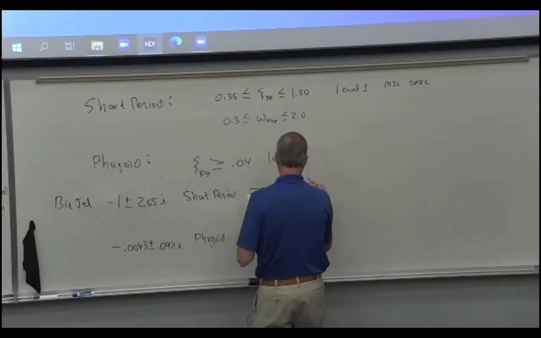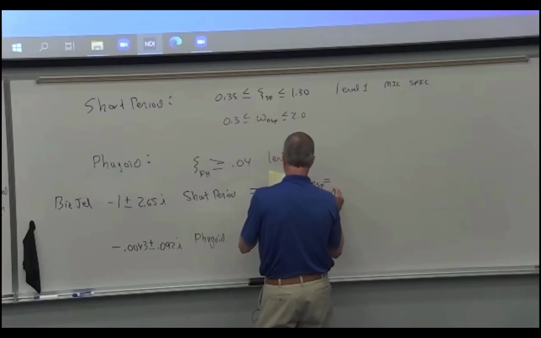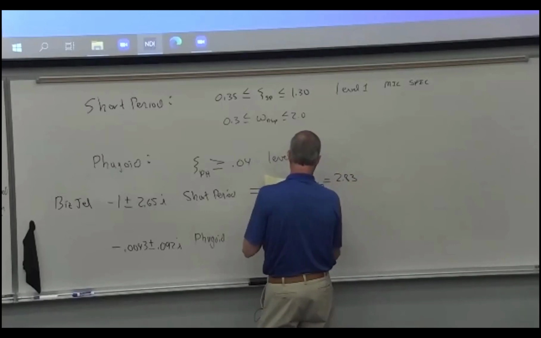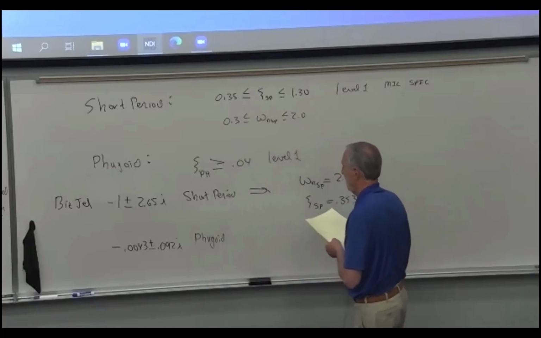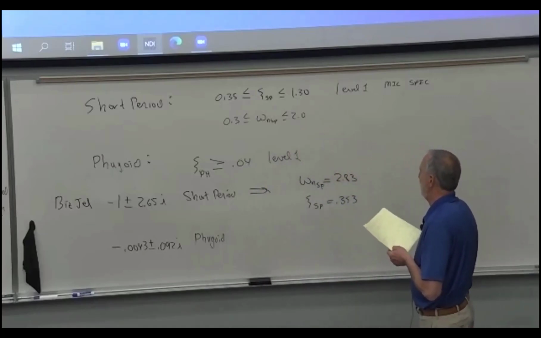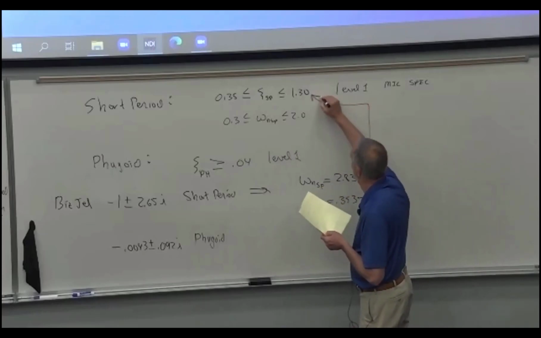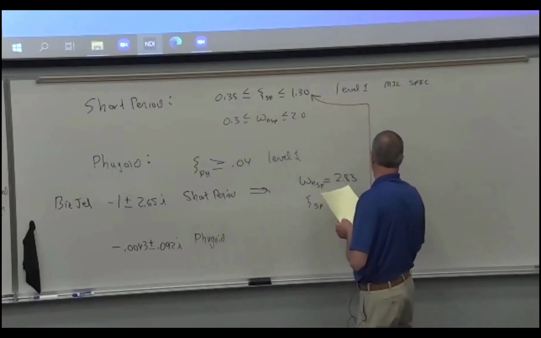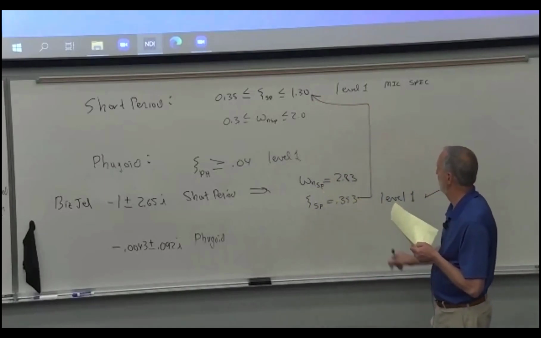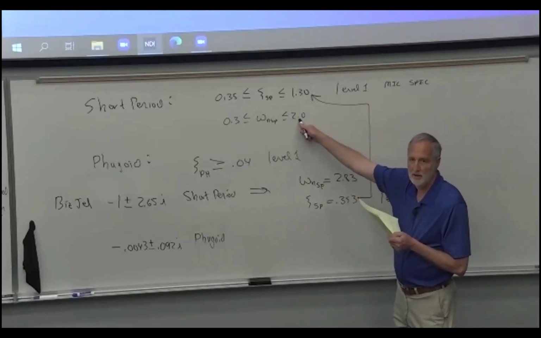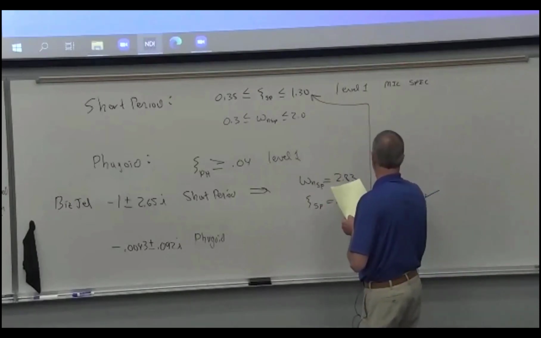You find out that the natural frequency of the short period is 2.83, and the damping ratio is 0.353. So what do we think about that? We look at this and we compare it to that, and we go, that looks good. That's level 1. How about the natural frequency? Looks like it's a little bit high. So this would actually be level 2.